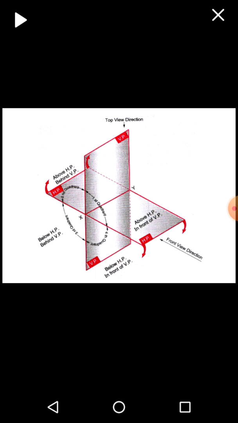Now assume that the object is placed in the third quadrant. Now the object is kept in the third quadrant, and the observer will look from the left side; the object is in between the vertical plane and the observer, and the observer will get the projection on the vertical plane. Then the observer position will change. Now the observer looks from the bottom side and we are getting the projection on the horizontal plane as a top view.